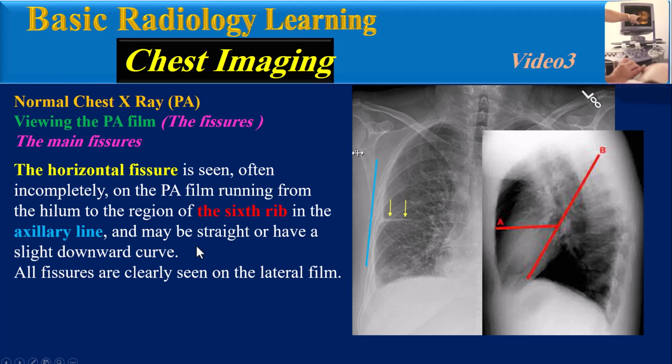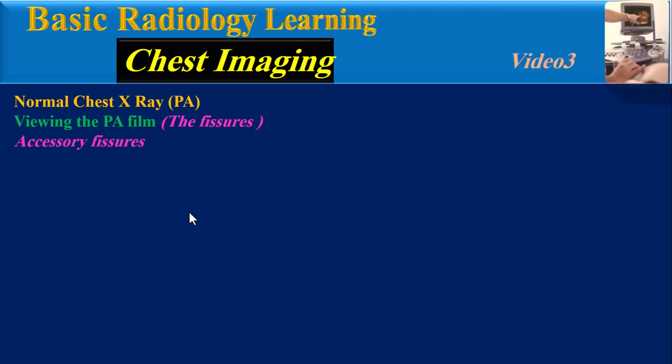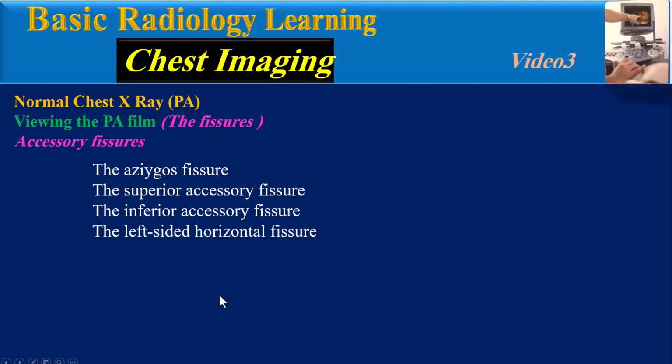Accessory fissures. Several accessory fissures have been defined that have low prevalence and are rarely seen on chest X-ray and are more often seen on chest CT scan. These fissures include the azygous fissure, the superior accessory fissure, the inferior accessory fissure, and the left-sided horizontal fissure. The most common accessory fissure which we can see in the PA chest X-ray is the azygous fissure.